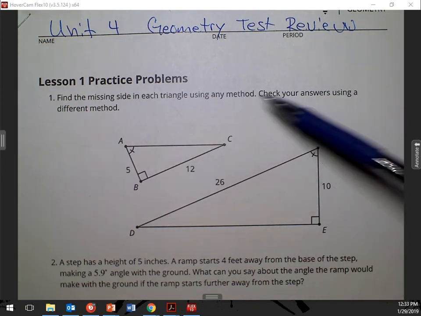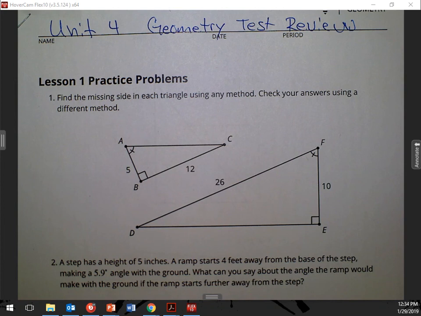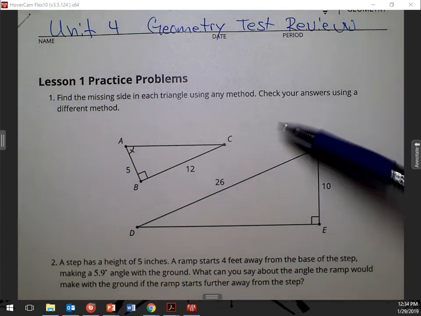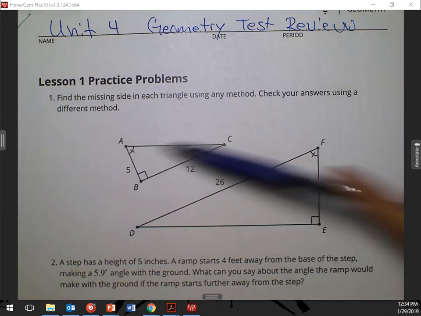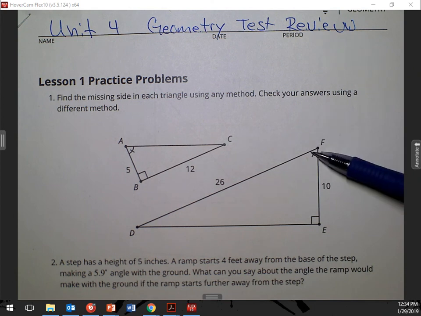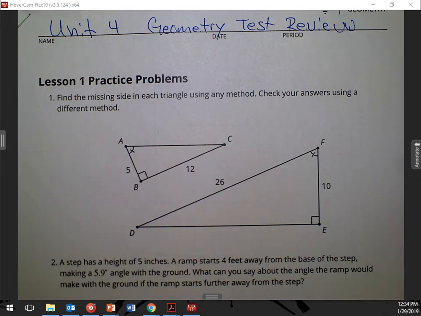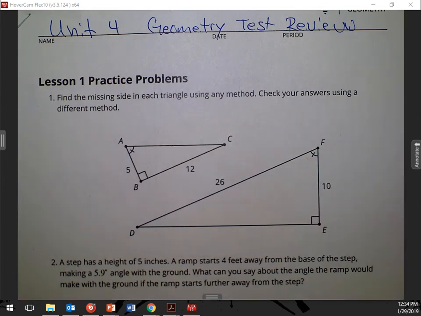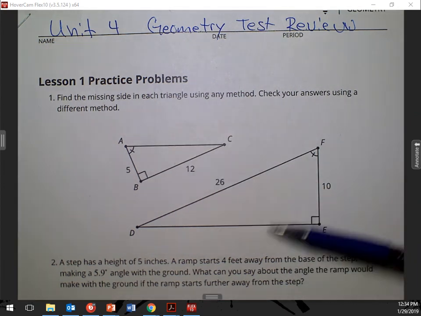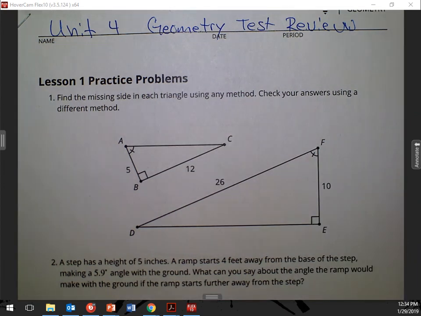missing side of each triangle using any method. Check your answer using a different method. We're not going to have to go through and actually check the answer on this. Okay, there was a way that I showed you guys to solve it, which is always going to work. So now, A, this mark right here means it goes with F, right? Yes. Okay, so now that means that these two triangles are going to go together, that they're supposed to be similar. How do I set up to solve for the missing sides?